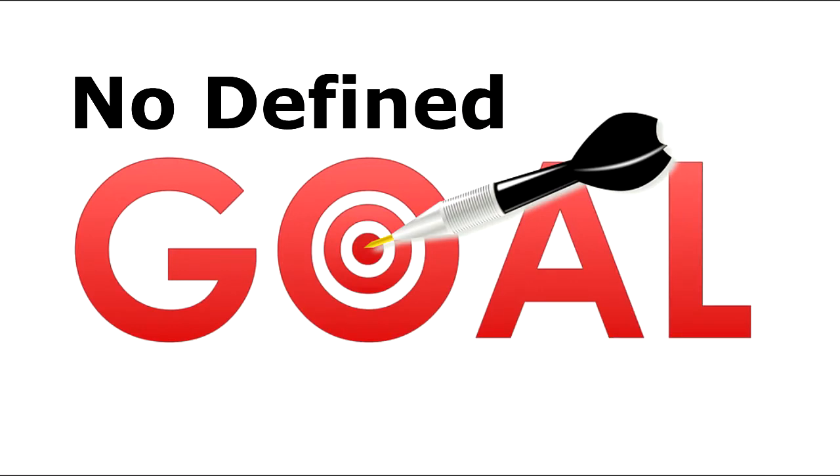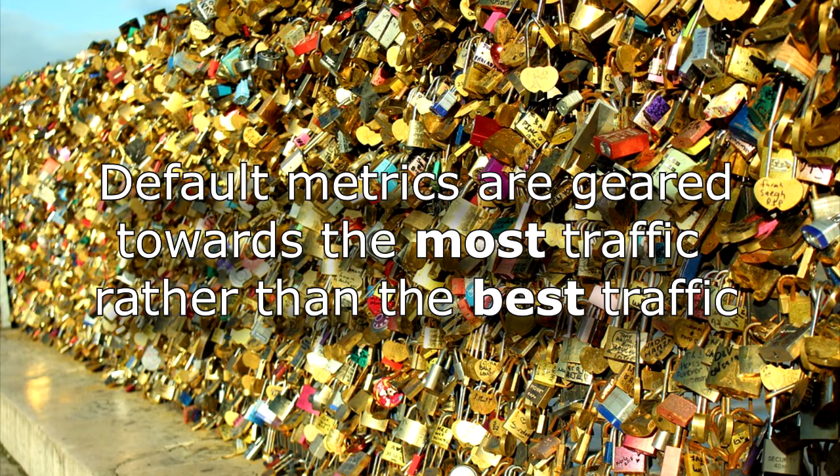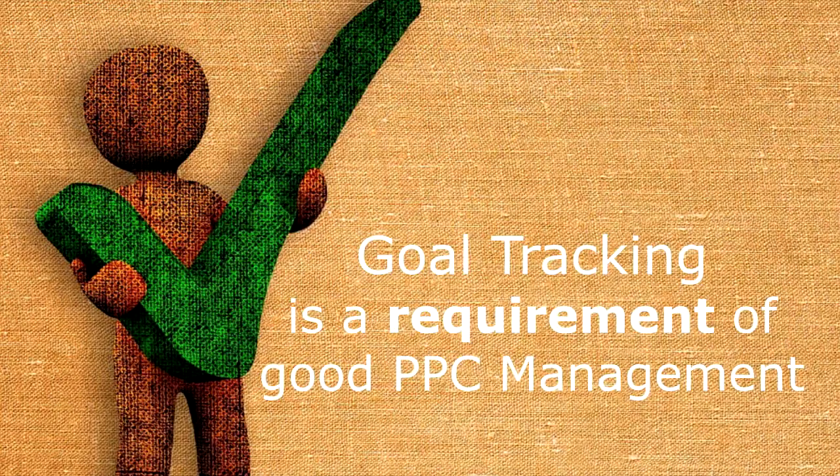No defined goal. If you do not know what you want your visitors to do on your site and don't have goal tracking set up, you would be forced to use the default metrics in the ad accounts, which are geared towards getting the most traffic rather than the best traffic. To get the most out of your pay-per-click account, goal tracking is mandatory.